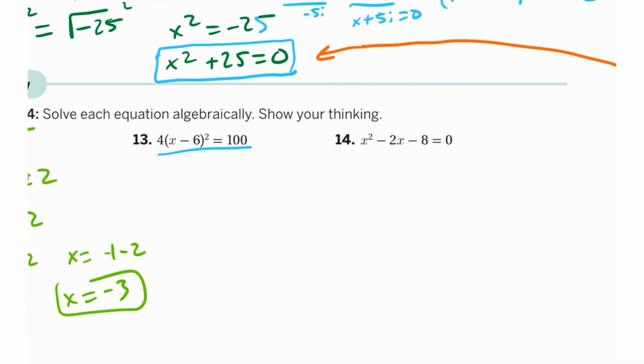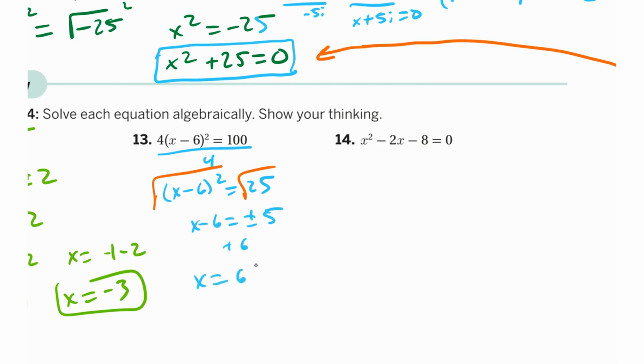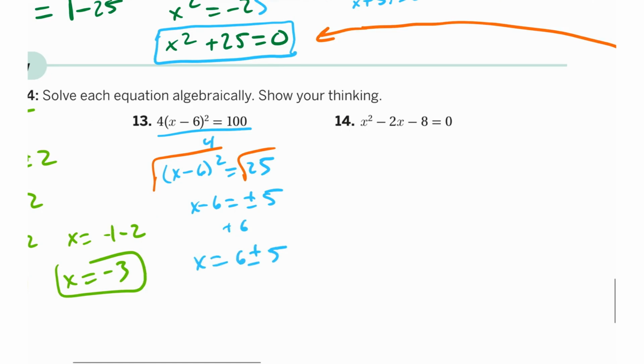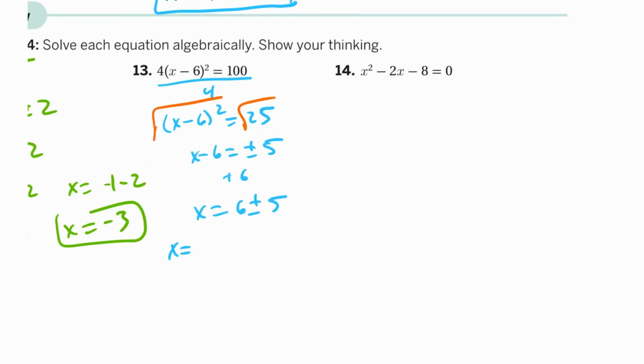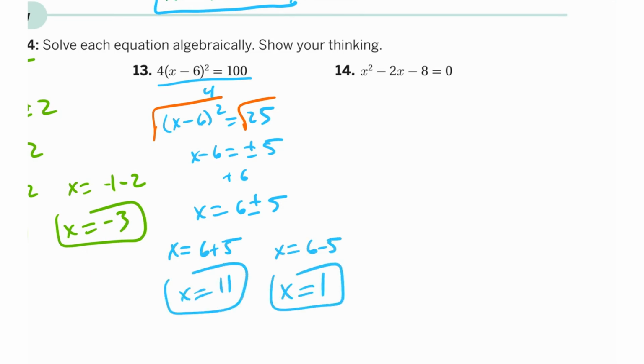For 13, divide by 4 on both sides. Take the square root, which then gives me x minus 6 equals plus or minus 5. Add 6 to both sides to get 6 plus or minus 5, which then gives me my answers of 6 plus 5, 6 minus 5, x is equal to 11, and x is equal to 1.